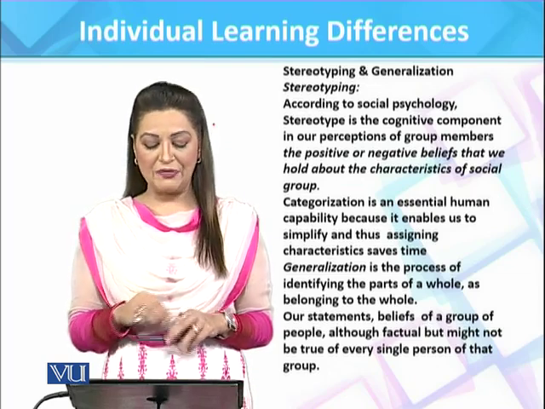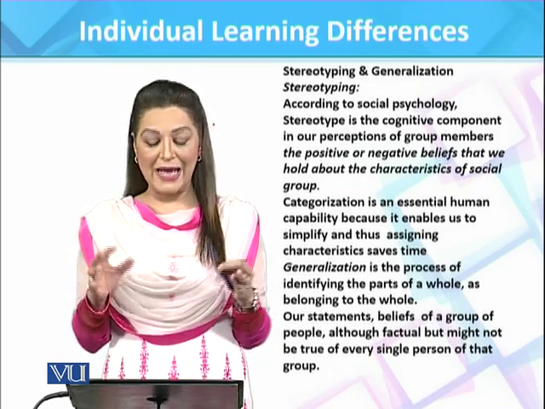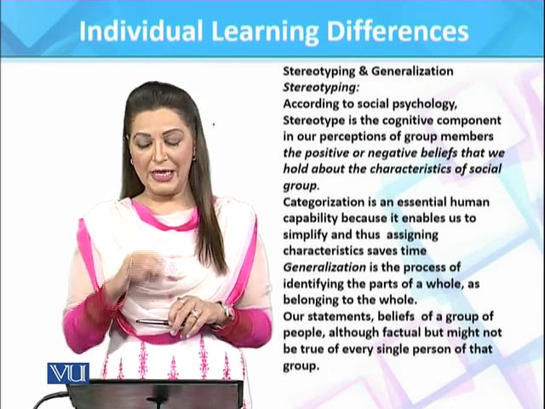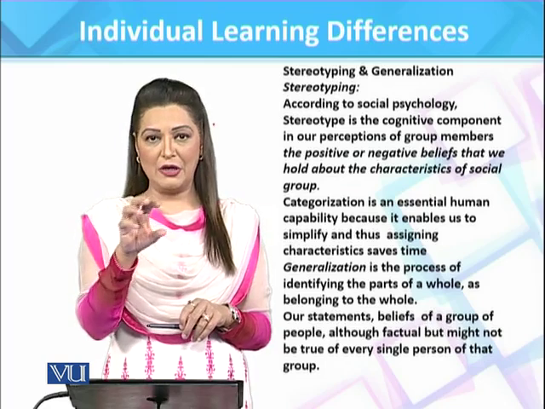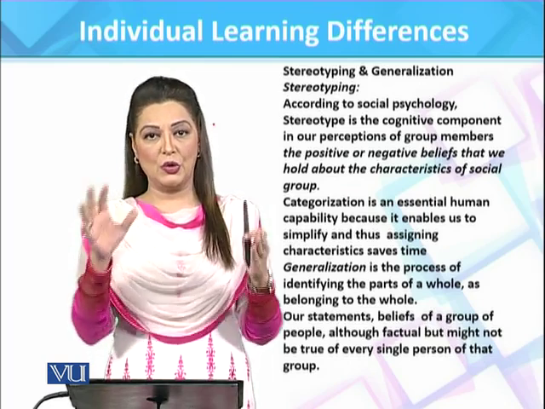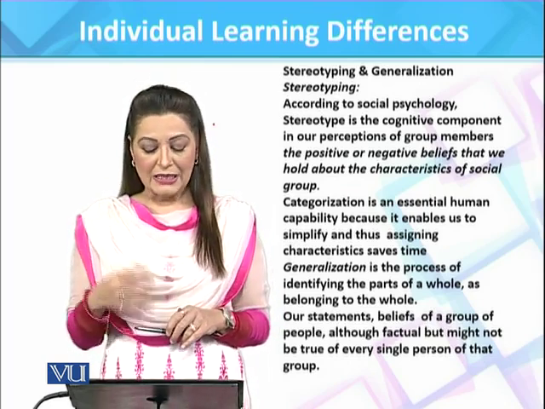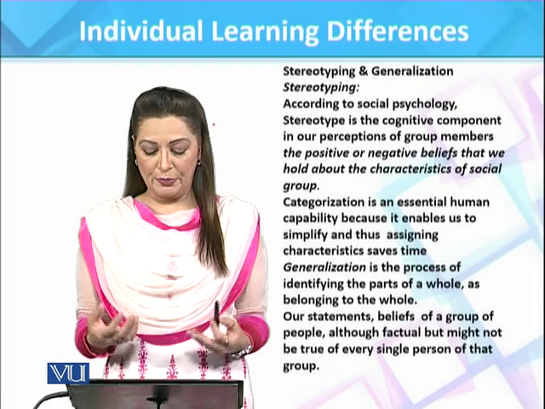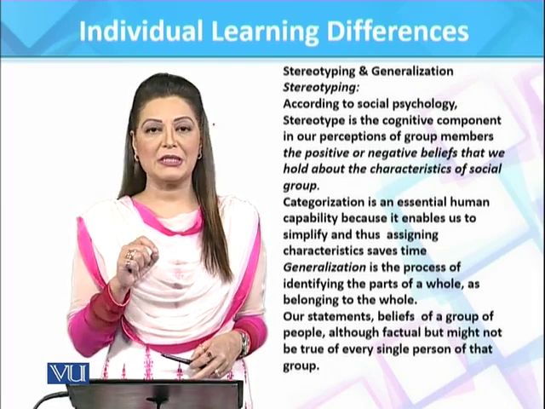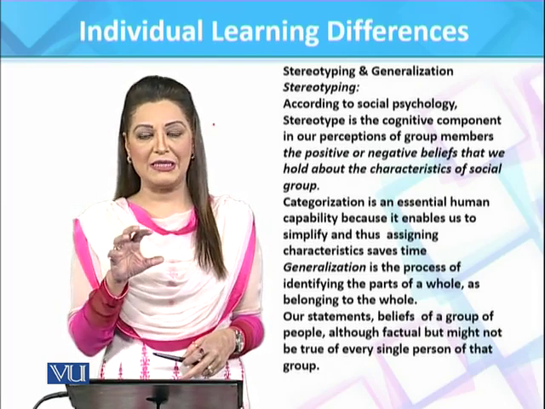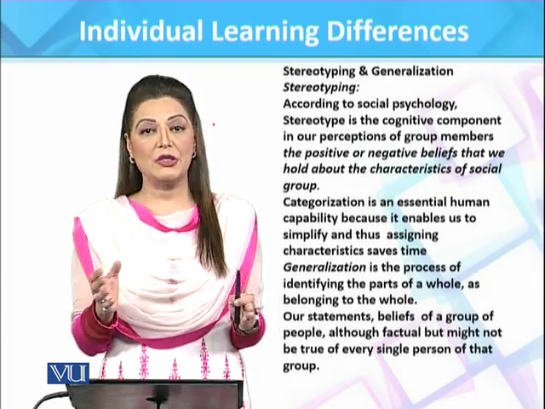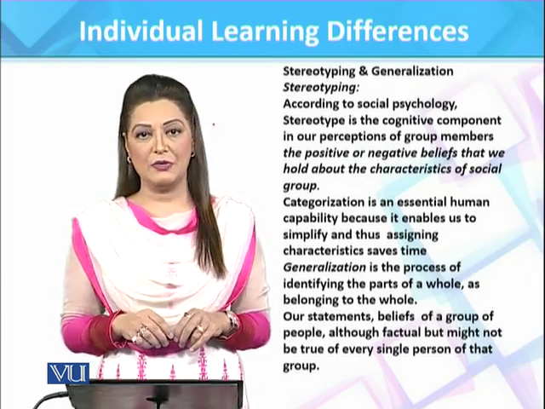Generalization is the process of identifying the parts of a whole as belonging to the whole. So basically, it's a broader domain where, based on your understanding of certain parts of the whole, you form the perception that the complete whole is something like that. Our statements and beliefs about a group of people, although factual, might not be true of every single person that belongs to that group. So when we are generalizing, the danger is that we are putting everybody in that frame, which might not be true of every single individual.